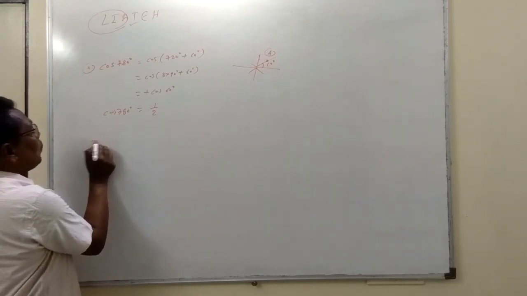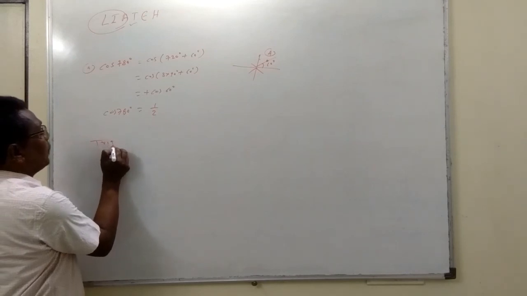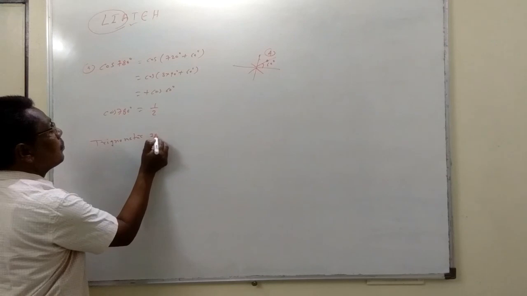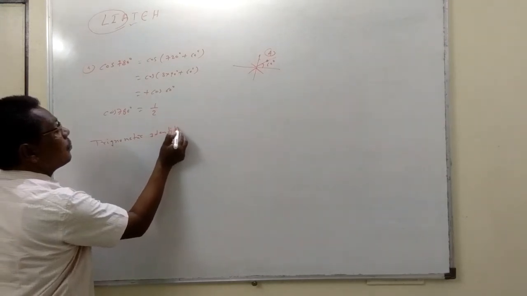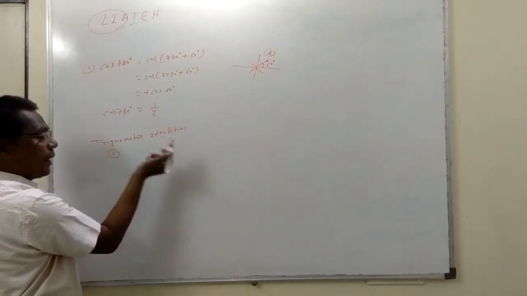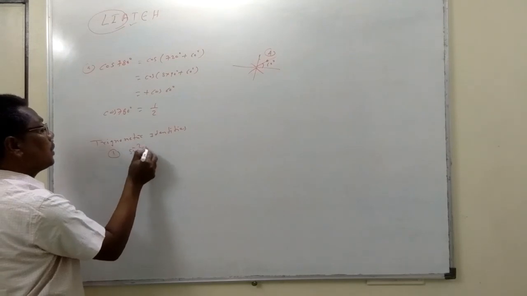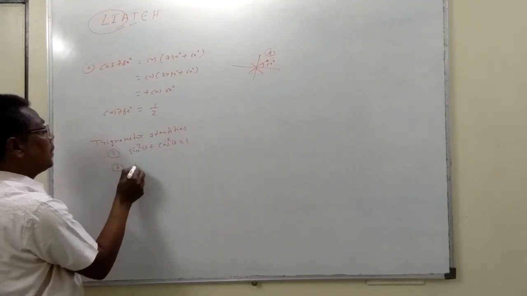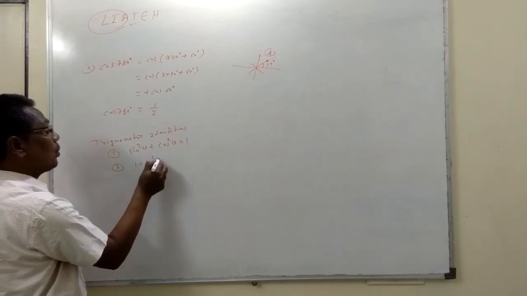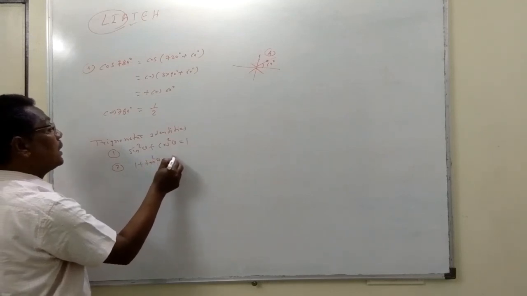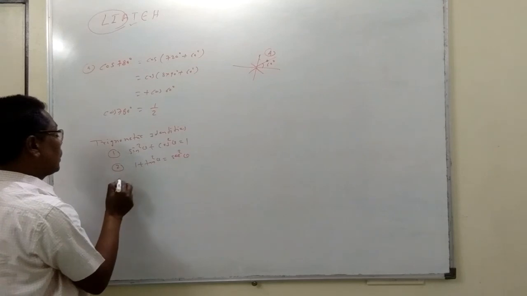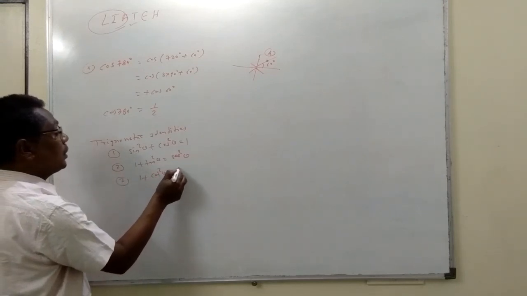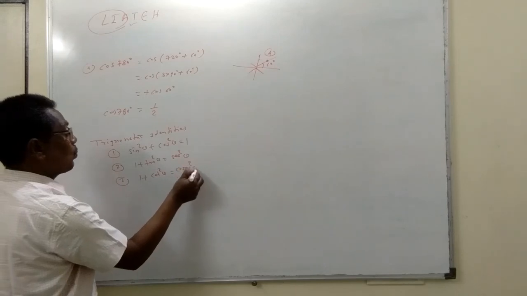Now next we study trigonometric identities. First three identities. First is sin square theta plus cos square theta is 1. Second identity, 1 plus tan square theta is equal to sec square theta. And the third identity is 1 plus cot square theta is equal to cosec square theta.